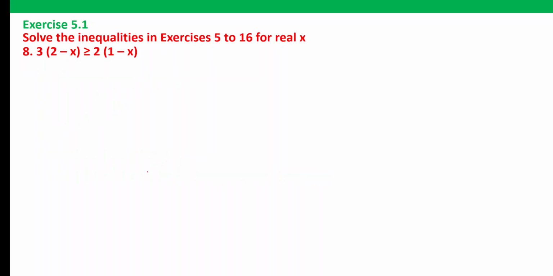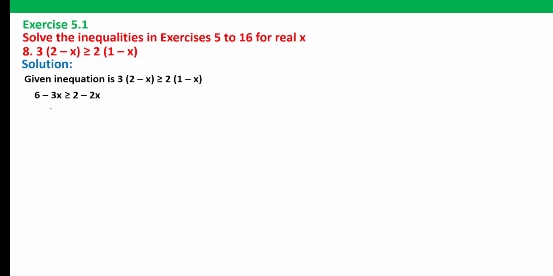Let us solve question number 8. Solve this inequality 3 into 2 minus x greater than or equal to 2 into 1 minus x. Solution. Given inequation is 3 into 2 minus x greater than or equal to 2 into 1 minus x. So here 3 2s are 6. 3 into minus x is minus 3x, greater than or equal to 2 into 1 minus x, that is 2 minus 2x. Now let us transpose variable to the left hand side, constant to the right hand side.